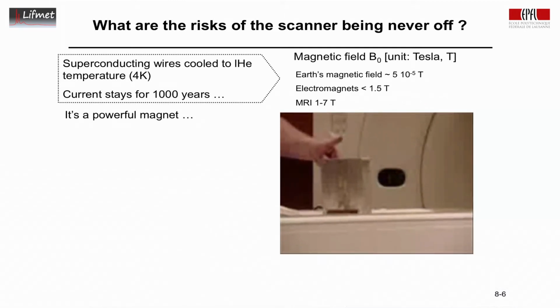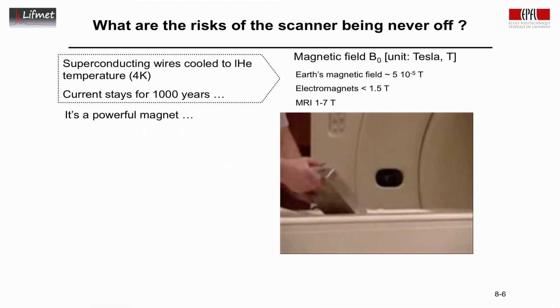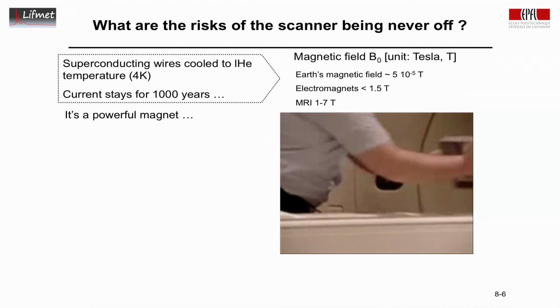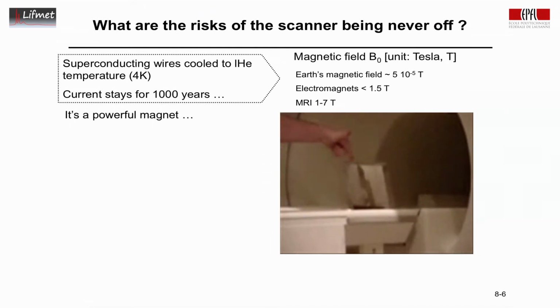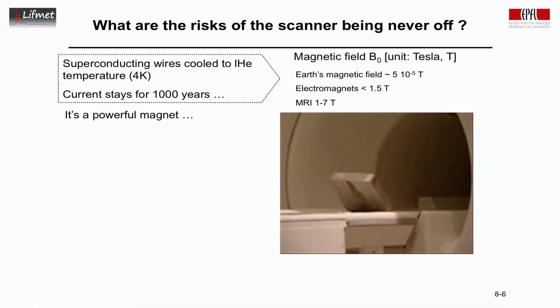In this video, what you're seeing is an aluminum block that's placed in front of the magnet on the patient bed. As the aluminum block is tipped over, it falls over. If you now look at the aluminum block placed inside the magnet or close to the magnet, so inside the magnetic field, and as the aluminum block is tipped over, it falls very slowly.